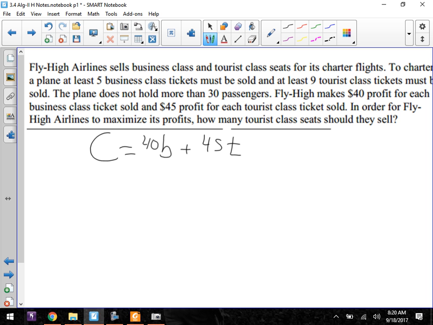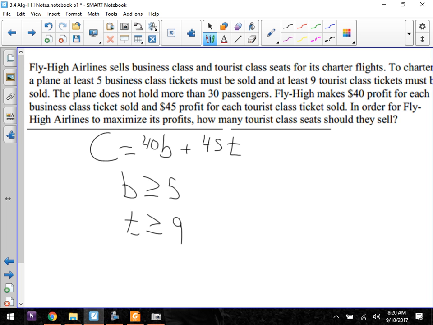There's your first bit of info. You look to see what your objective is. Well, I want to make money. It's helpful. I want to maximize my profit. Okay? Well, it also said in order to charter the plane, how many tickets of business must you have? So what's the bottom end of business? 5. What is the bottom end of tourists? 9. So your business class has to be greater than or equal to 5. Your tourist class has to be greater than or equal to 9.